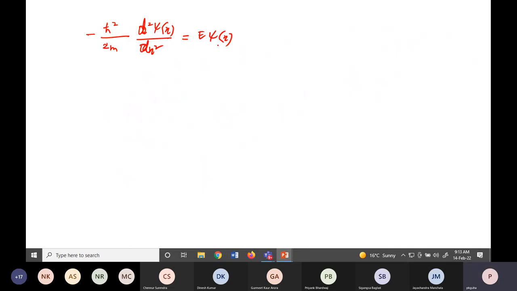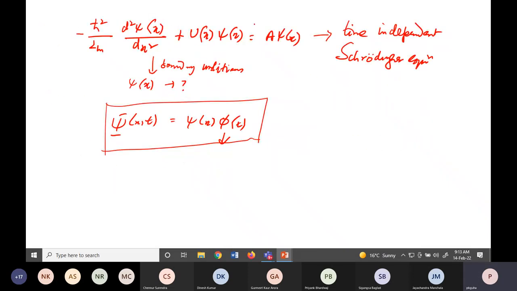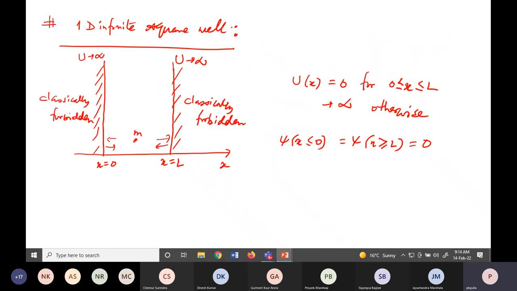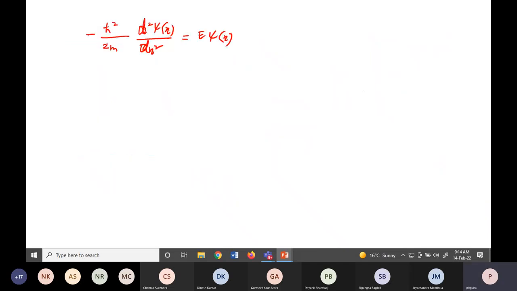Right, because we are not considering that potential energy term. So ħ²/2m d²ψ(x)/dx² is equal to Eψ(x), because A is E, we already mentioned, right? A is E. Now the thing is, we can solve this equation very easily, right?